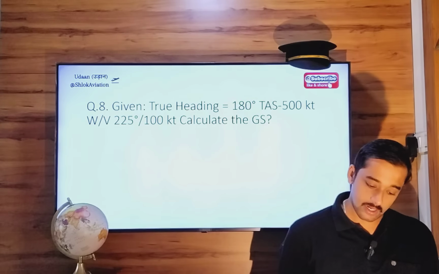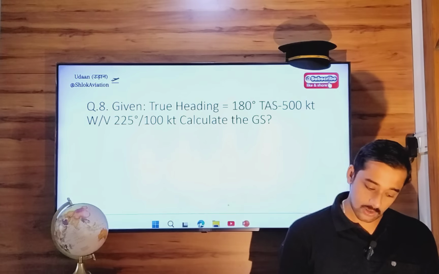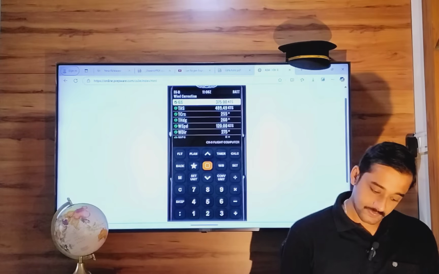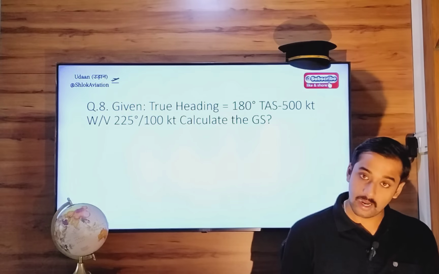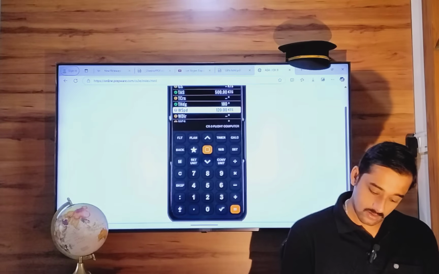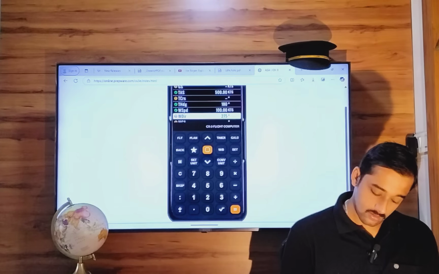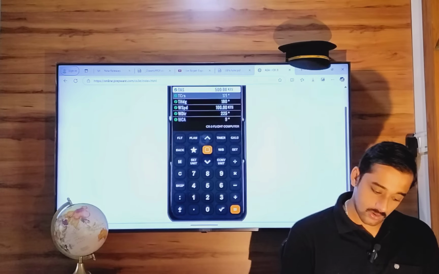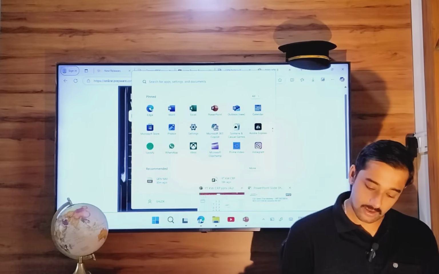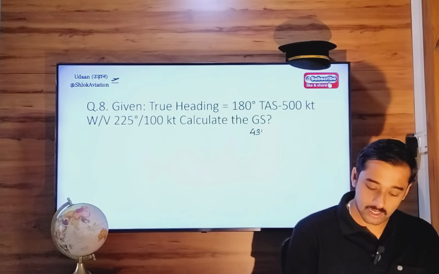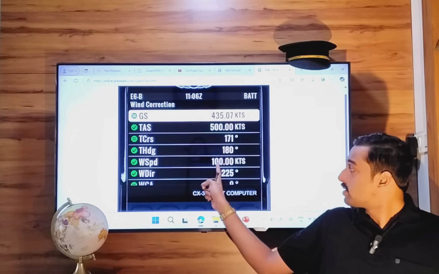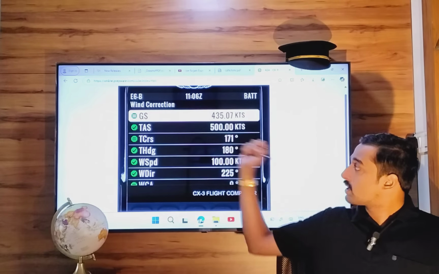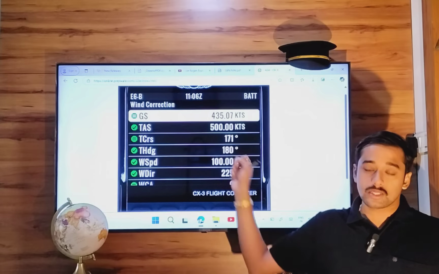Question 8. True heading is there. Task, winds are there. Calculate ground speed. So heading 180, task 500. Winds are 225 at 100. So ground speed is 435 knots. Task 500, heading 180, 100 knots, 225, 435 knots ground speed, course is 171.